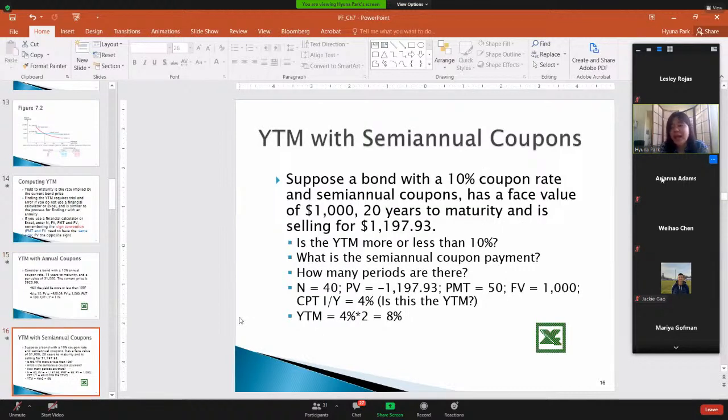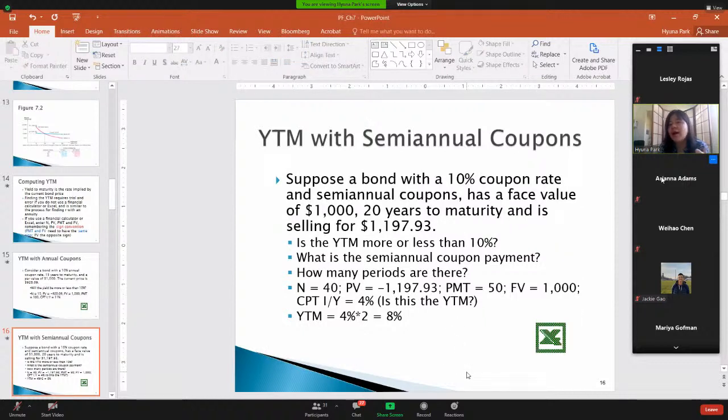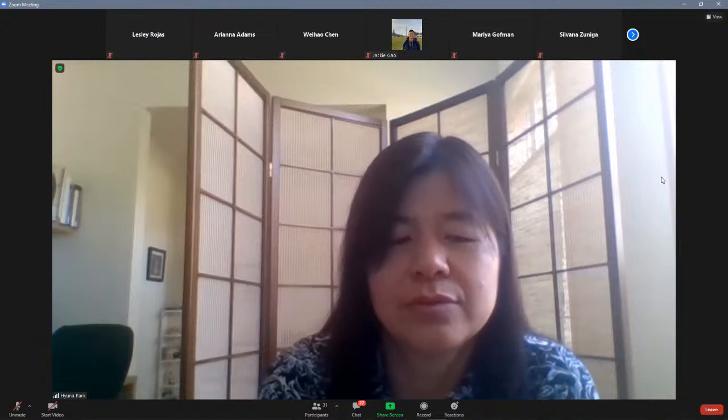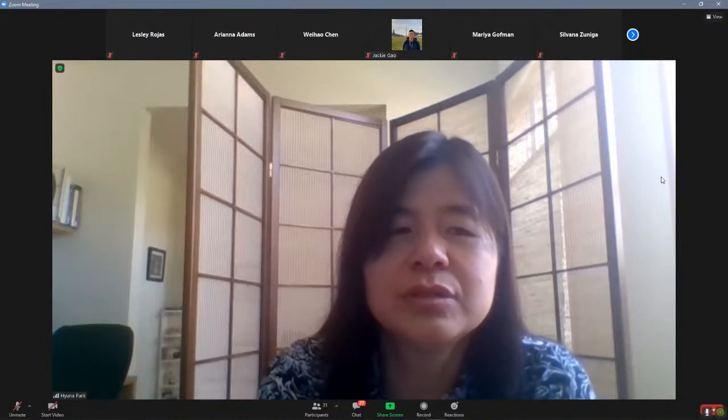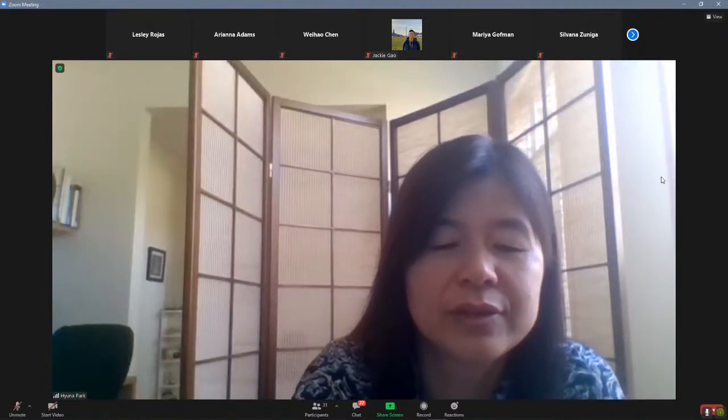And there is also a semi-annual coupon problem. Here the yield to maturity is 8%, but I give you 1 minute. So without looking at my answer, build an Excel file or use your financial calculator to do the calculation. While you work on this, I will take attendance using a screenshot. I'll give you 1 minute. So do the semi-annual coupon bond yield to maturity calculation while I take attendance.